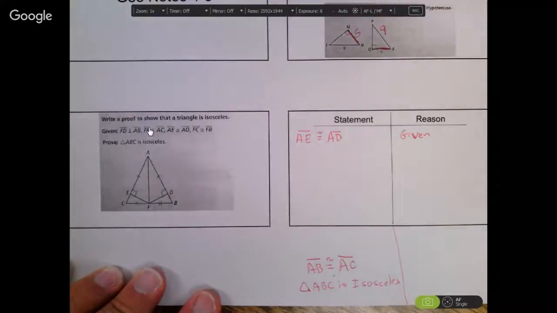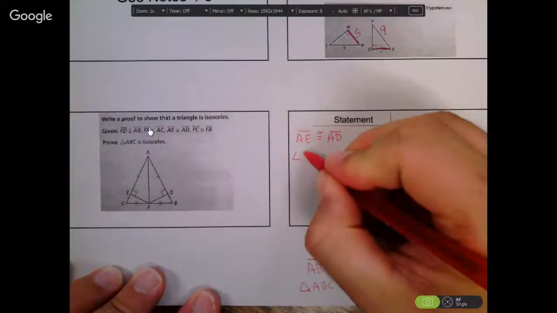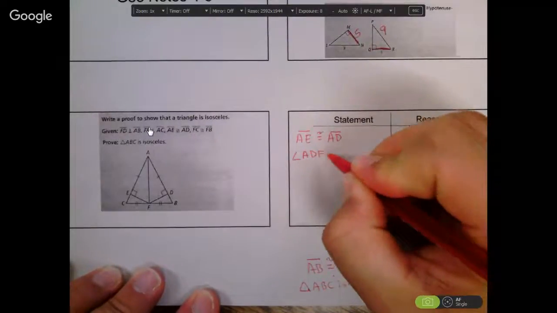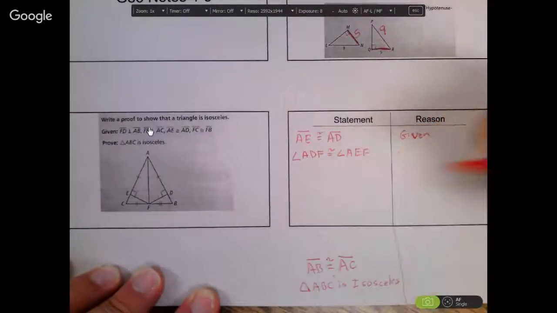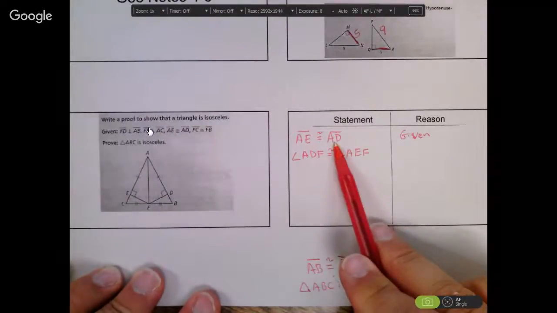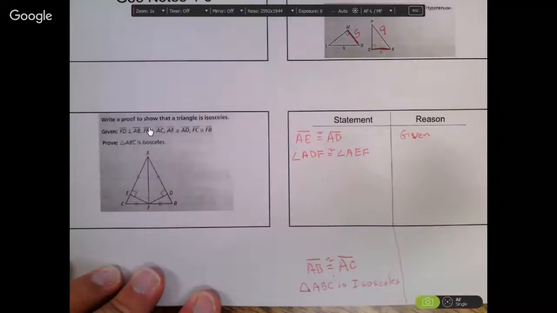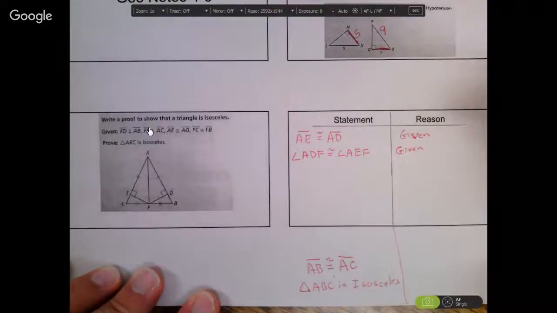Angle ADF is congruent to angle AEF. AE is congruent to AD. Couldn't you say those are all congruent? What is my reason here? Given. What was given? Yeah, because it was 90. Yeah, because it's already marked on there.